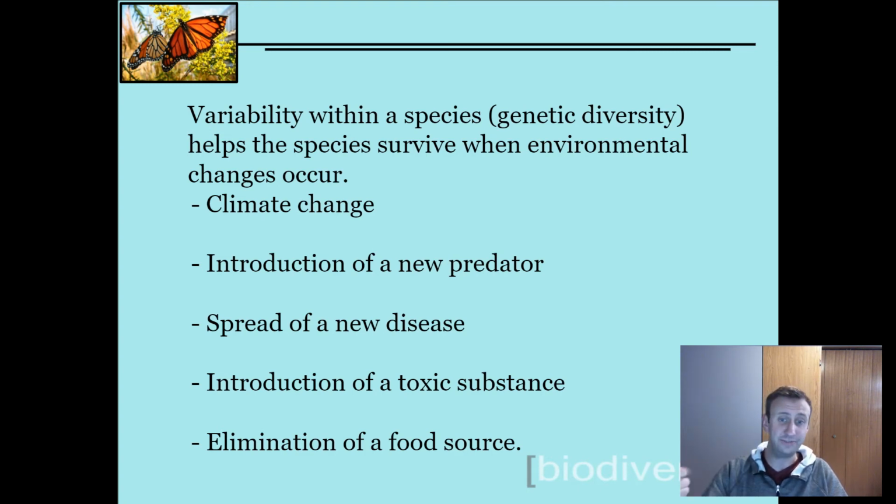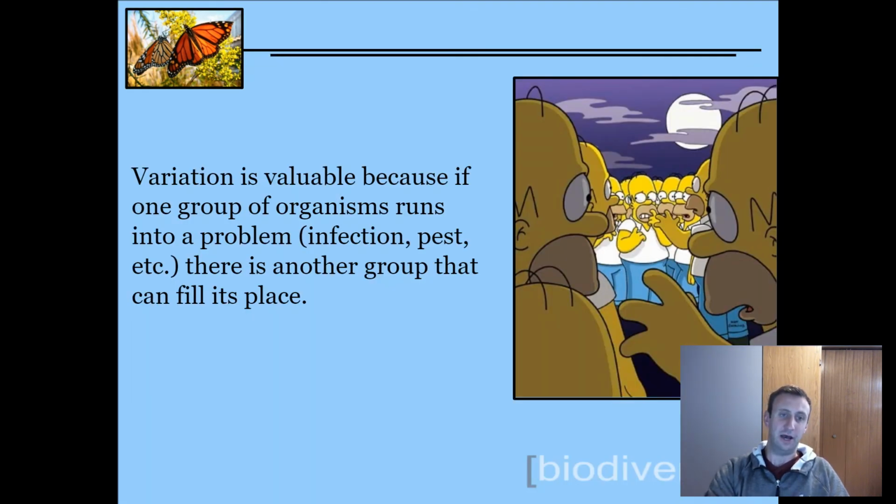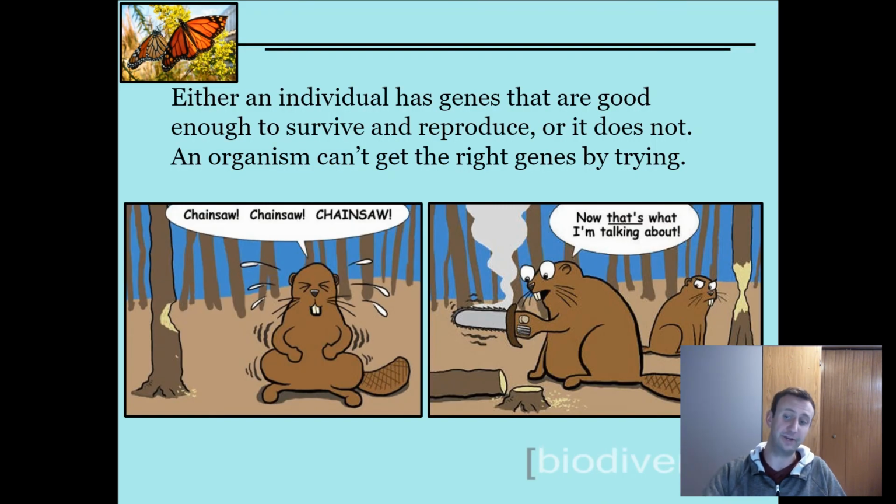Spread of a new disease. Introduction of a toxic substance into an environment. Elimination of a food source. All of these things could be issues that high variation, high genetic diversity will allow a species to overcome, in order to survive and thrive. Variation is valuable because if one group of organisms runs into a problem, infection, pests, etc., there is another group that can fill its place. We've already talked about that.